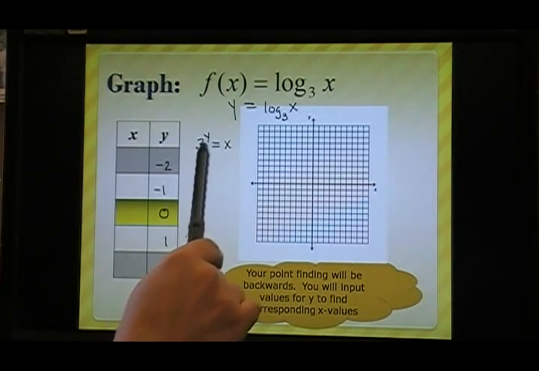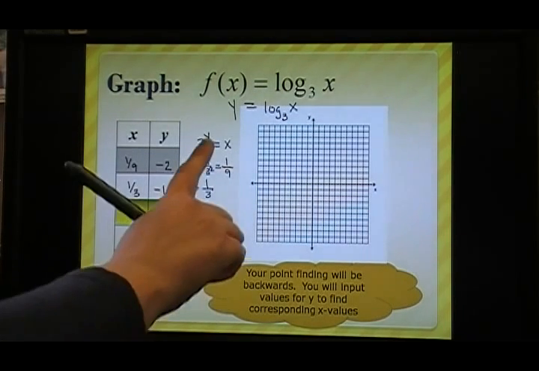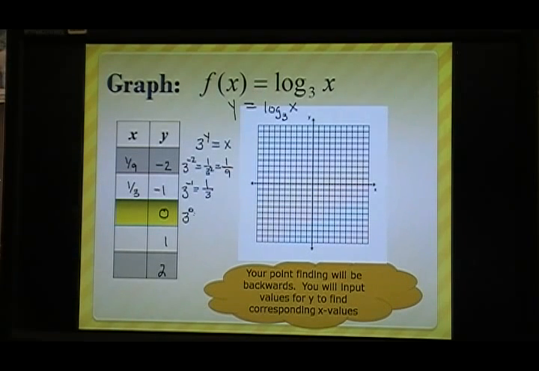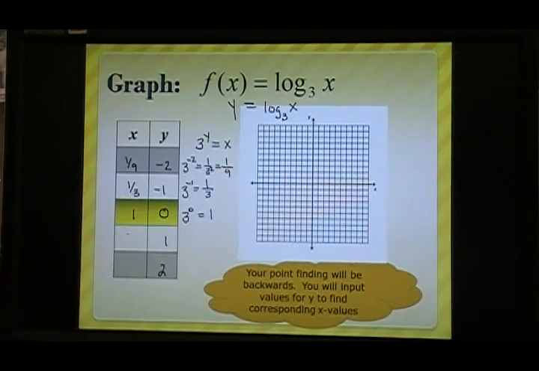So if y is -2, I substitute that here. That's 3 to the -2nd, which is 1 over 3 squared, or 1 over 9. So 1/9 is the x-coordinate that corresponds to a y-coordinate of -2. If I input the -1, I have 3 to the -1st, which is 1 over 3. So that is that x-coordinate. If I substitute the 0 for y, I have 3 to the 0 power. And remember, anything to the 0 power is 1. So substituting 0 for y, we find that the corresponding x is 1. And then substituting the 1 for y, we get 3 to the 1st, or 3. And substituting the 2 for y, we have 3 squared, or 9.